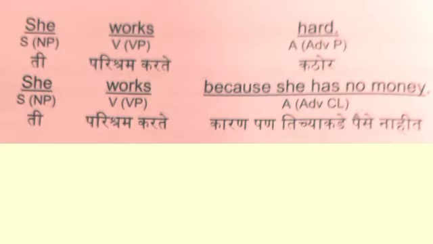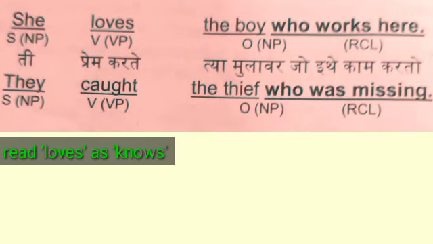Now look at another sentence. She knows the boy who works here. If you're talking about this sentence, you will find that who works here looks like a sentence, but it is not a sentence at all. It is just part of a noun phrase, the boy who works here. It post-modifies the noun boy, and as it is a relative clause, it modifies the noun boy. It is not a sentence in itself.